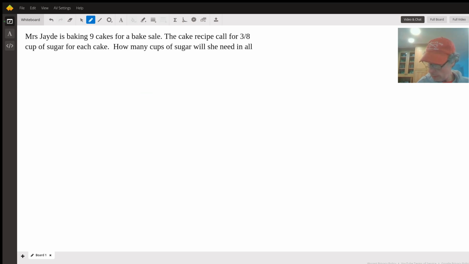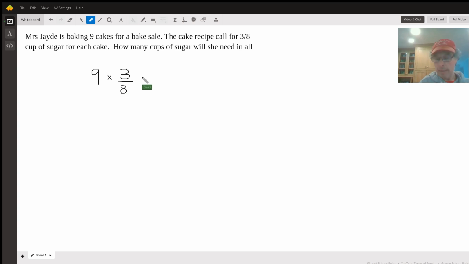And the way that you need to solve this problem is by multiplying 9 by 3/8. Okay, now let me show you how you do that. You're going to make 9 cakes, so that's going to be the thing that you're going to multiply by. So you put the 9 and then you put the multiply. Now the fraction that you need to multiply is the number of cups of sugar. So that's going to be the fraction. It's going to be 3/8.